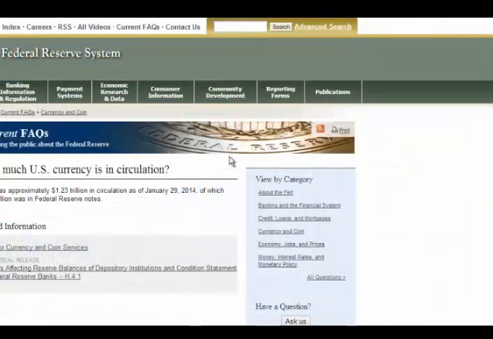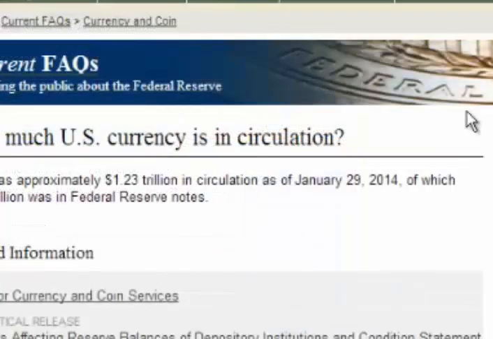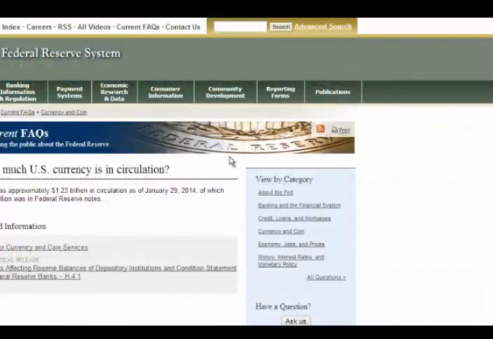Also, I tried something else. I Googled how much U.S. currency is in circulation. We see here that there was approximately 1.23 trillion in circulation as of January 29, 2014. So what's on our board is more money than exists in U.S. currency. So I'm going to try one more thing. I'm going to Google how much money is there in the world, and let's see if that's more than what's on the checkerboard.